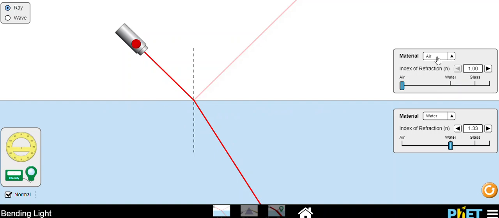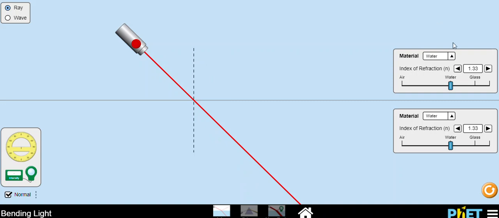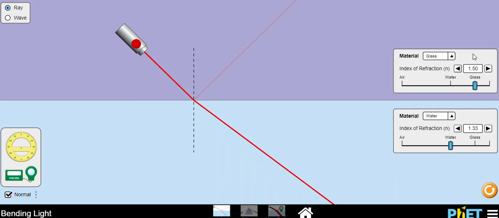So what can I do? I have different materials. In this case, the material on the top is air. I can change the material to water, for example. I want you to look at this number, that is the index of refraction. So when you are changing the material, the index of refraction is also changing, right?